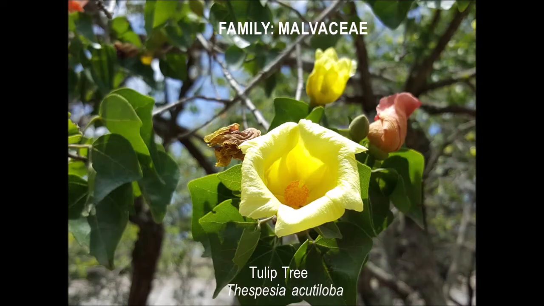From the Malvaceae is the tulip tree, Thespesia acutiloba. This tree is often mistaken for another tree that occurs in a similar habitat, which is Hibiscus tiliaceus, the sea hibiscus. They tend to occur along the edges of mangroves. This particular specimen was growing on the edge of the False Bay area, right next to the salty, brackish water.